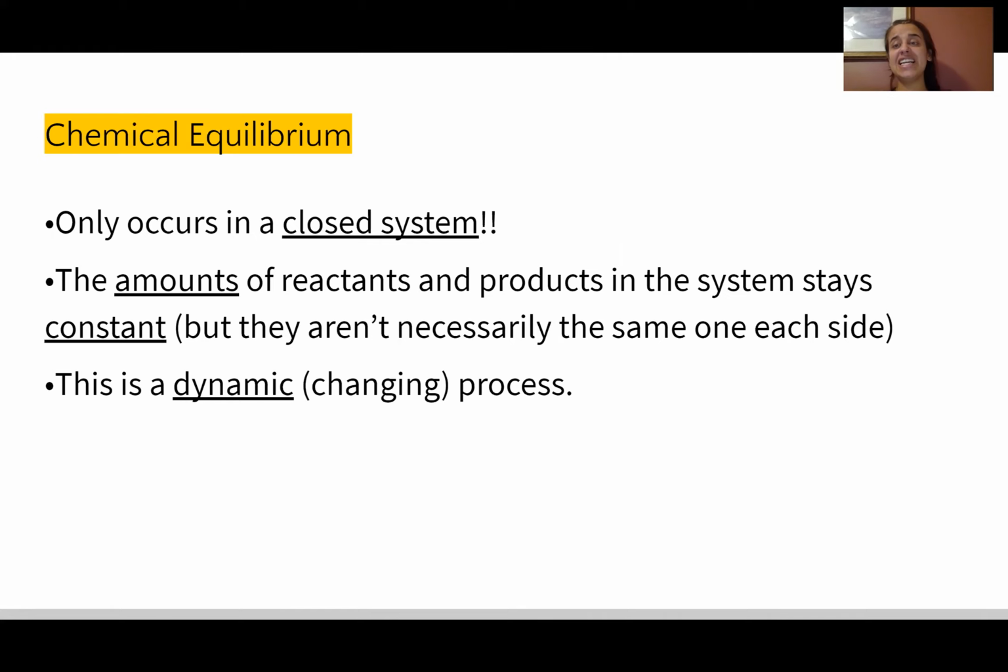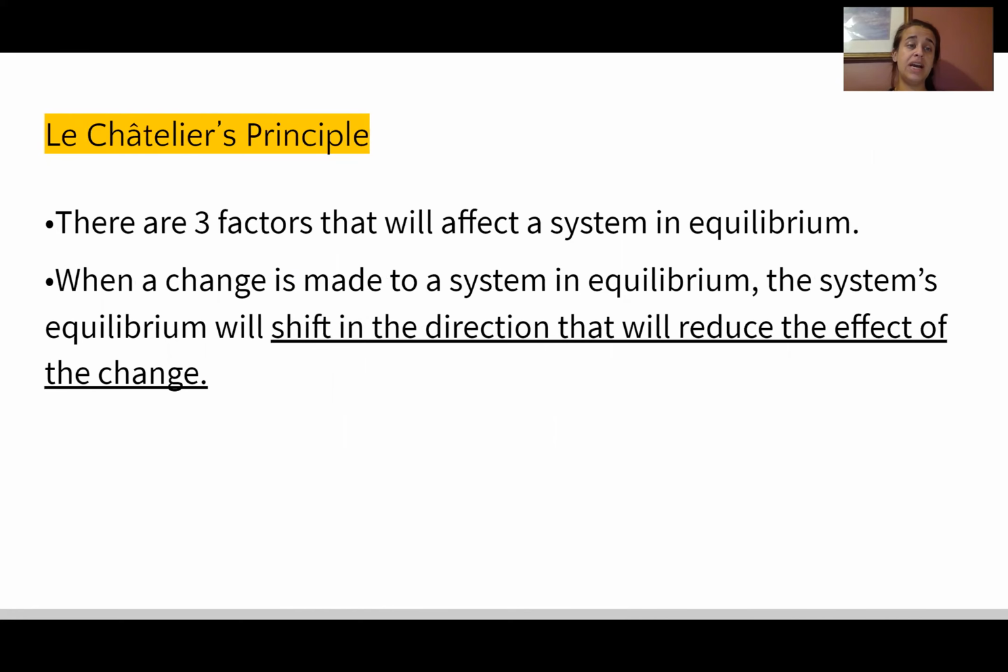And like I said, they're not necessarily going to be the exact same. This is a dynamic process, meaning it's ever changing. It's not stable, meaning it's not always going to be just the same, but the amount of product and reactants is constant. So now we have Le Chatelier's principle.